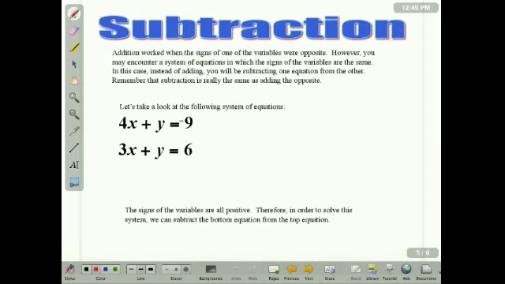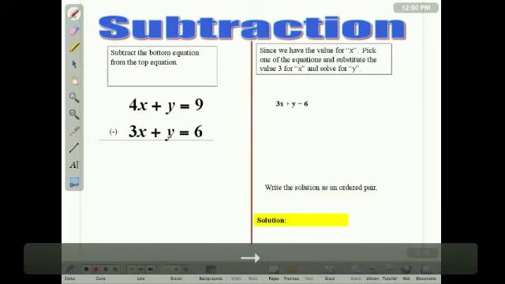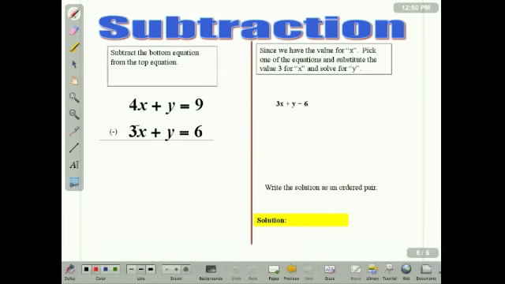Sometimes you'll notice that in this case, 4x plus y equals 9 and 3x plus y equals 6, the y's aren't going to immediately cancel out. In this case, we've got to use a method called subtraction. Now, what I want to do is subtract one of the equations from the other. And when we subtract, we're going to change the signs of the 3x, the y, and the 6. So I'm going to copy the first line down.